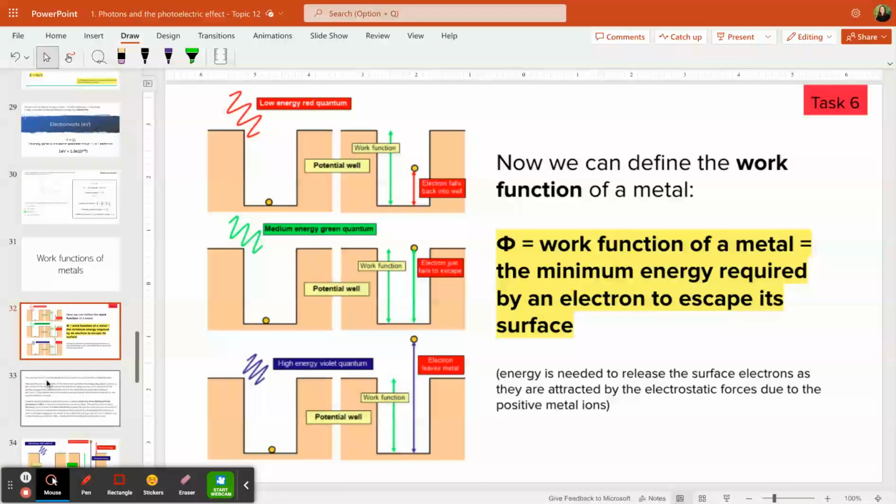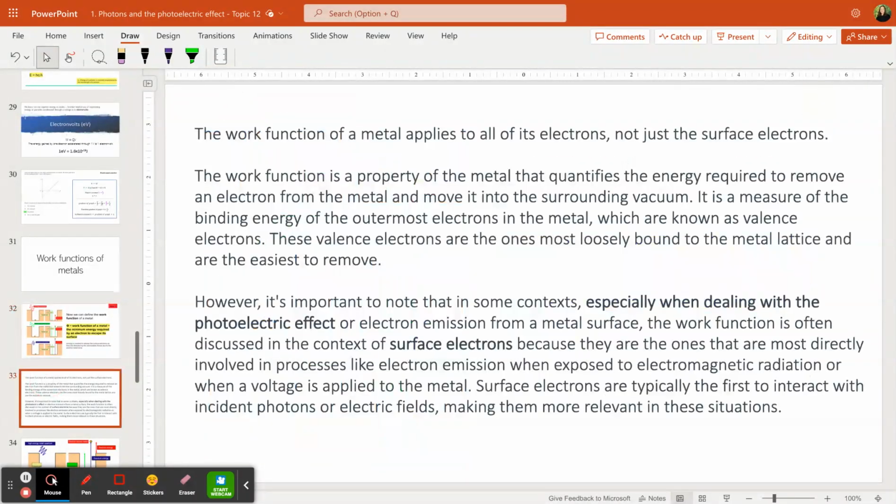Now, I've tried to preempt questions that you have, and so I've added a bit of extra information. You might be thinking, well, why is it only an electron at the surface? Does it not apply to all? So I did a bit of research. The work function of a metal does apply to all of its electrons. It isn't just the surface electrons.